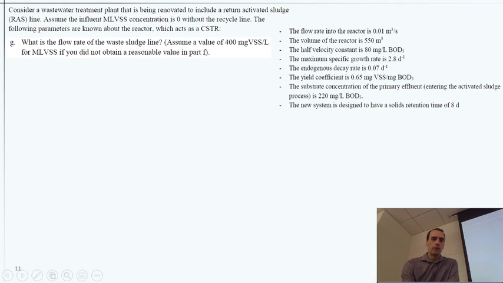Let's see how I solved this over here. Let's go ahead and use our 596 that we just solved. So let's not worry about this 400 here. So that's 596 from the previous problem. Okay, so give that a minute. See if you can find the flow rate of the sludge line given that.